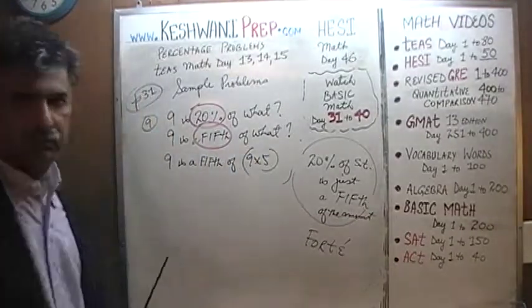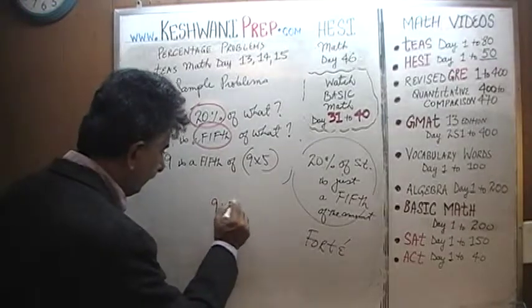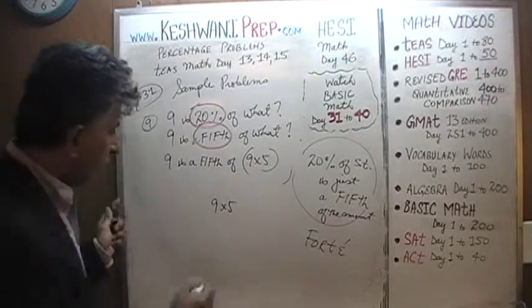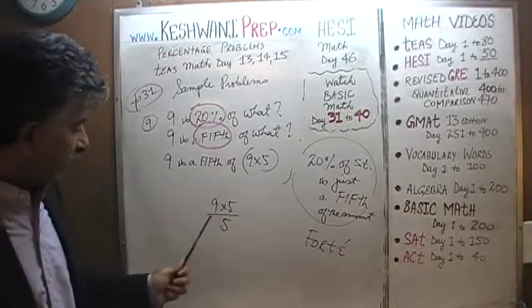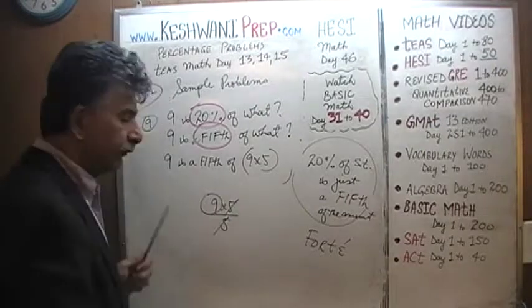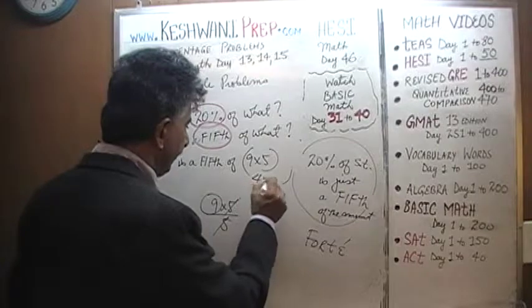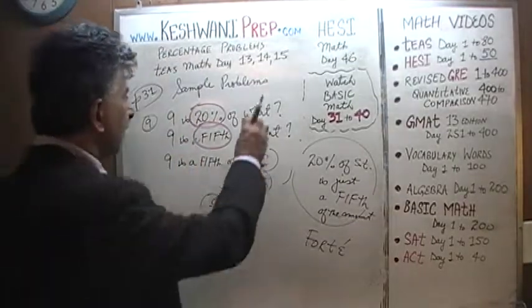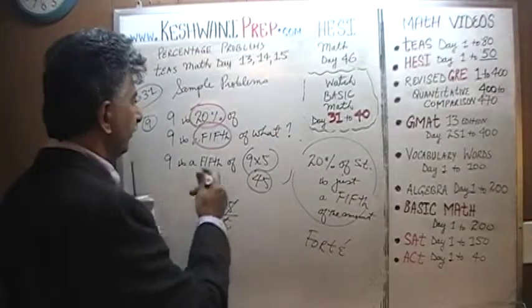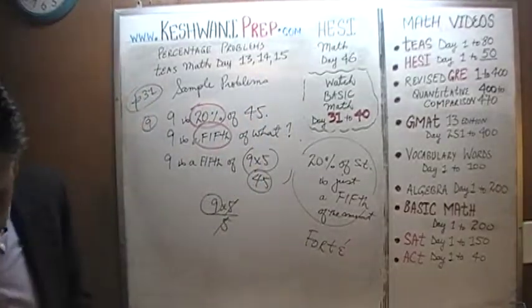What else? Obviously, because if you have 9 times 5, and you take a fifth of it, the fifth of 9 times 5 is just 9. 9 times 5 is 45. So the answer here is, 9 is 20% of 45. Let's do the very last one.